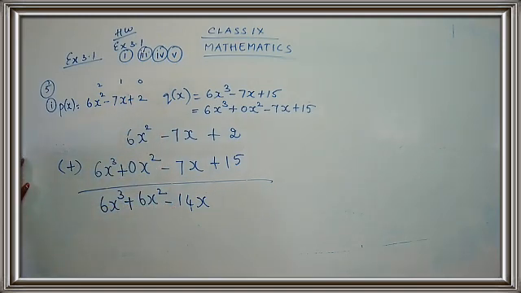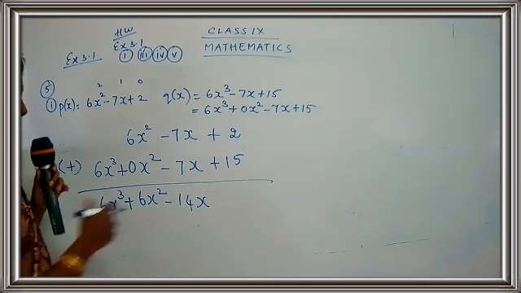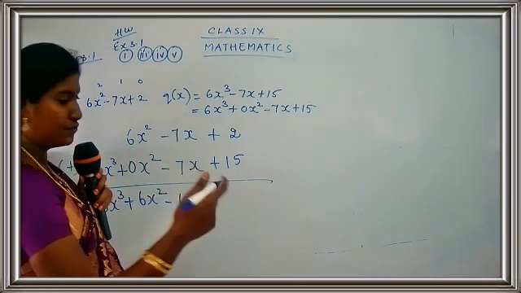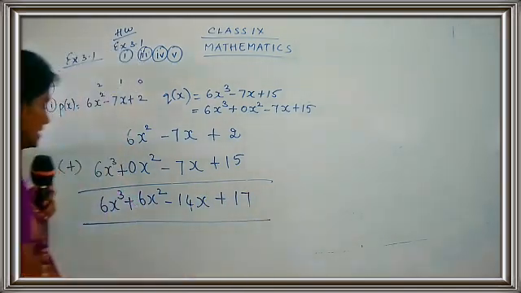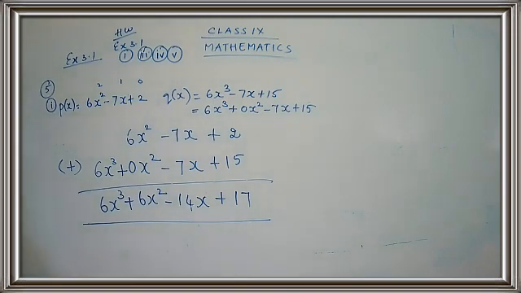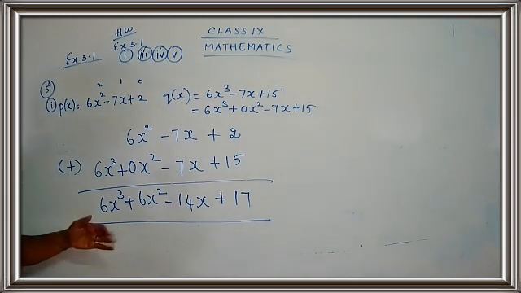Coming to the last part, 2 plus 15. Very easy calculation. What is 2 plus 15? 17. Plus 2 plus 15. So no need to worry about the sign. I get the answer as plus 17. So what is the answer we have found? We have found the answer as 6x cube plus 6x square minus 14x plus 17. Now, this is your answer. Okay, agree. But along with this answer, they are asking you to find out the degree of the resultant polynomial.